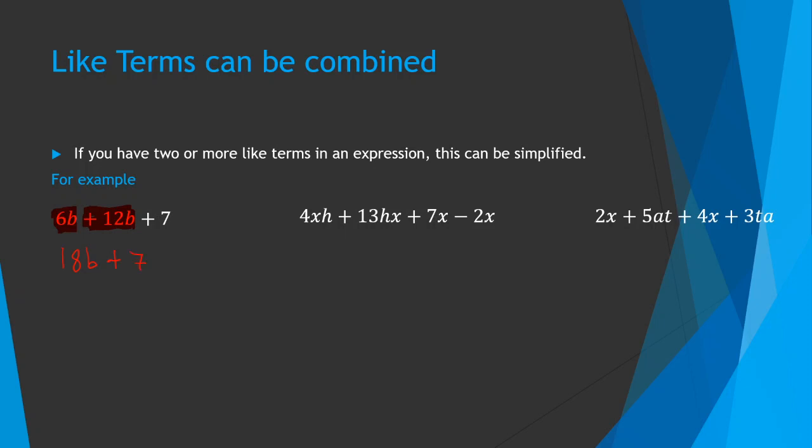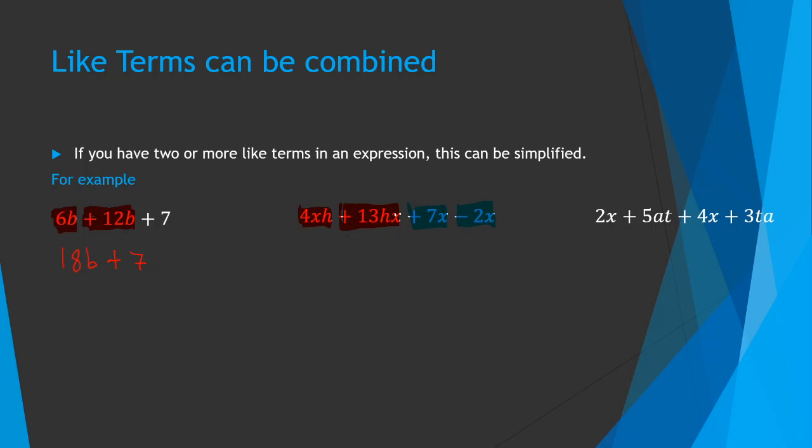Here we have, in the next example, two sets of like terms. So we have the xh's, okay, and the hx's, because remember, the order does not matter. And here on the right, hopefully my blue highlighter works, but we have 7x and minus 2x. Now you might think that all four of them are the same because they all contain an x, but they need to match exactly the same letters. So you'll see the first two both have hx and the last two both just have x.